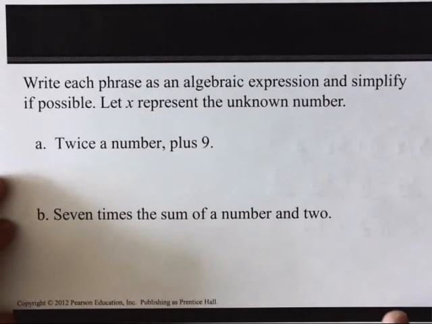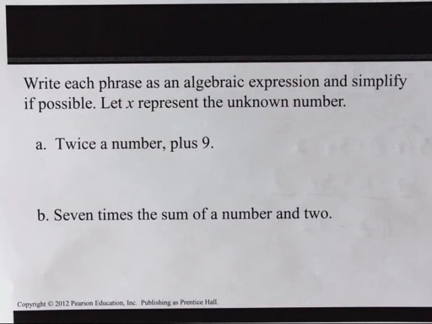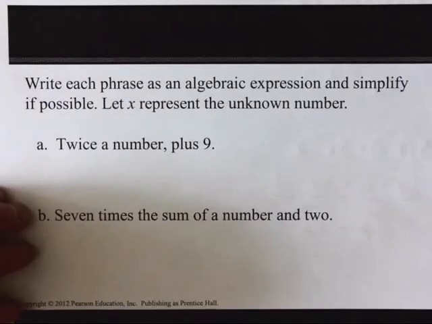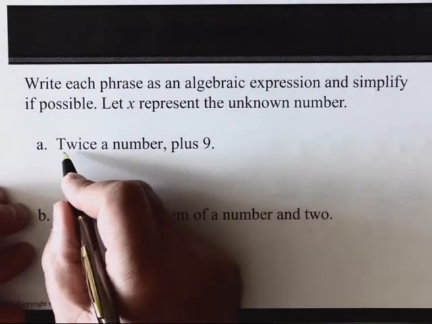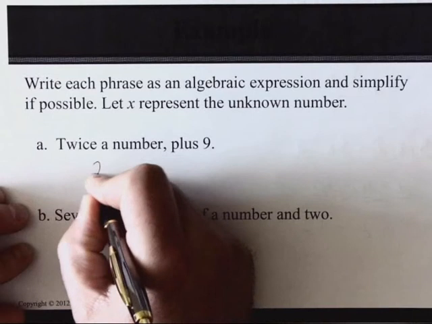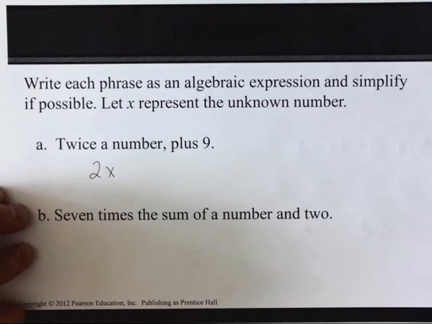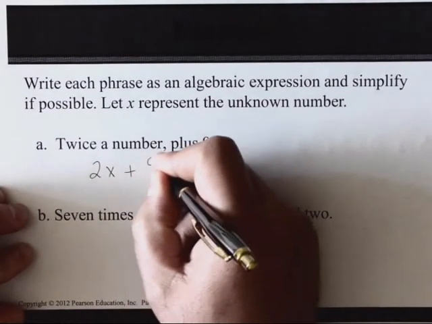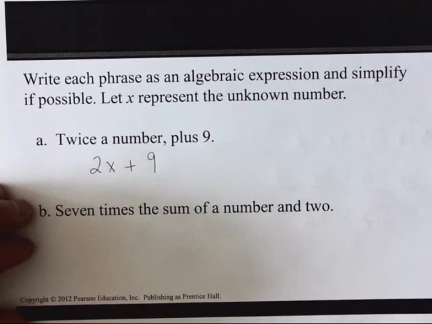This is more of that practice with writing expressions from written words. So write each phrase as an algebraic expression, simplify if possible. Let x be the unknown number. So twice a number. Twice means to multiply by 2. A number, x, plus 9, so 2x plus 9. These are not like terms, so I keep them separate.